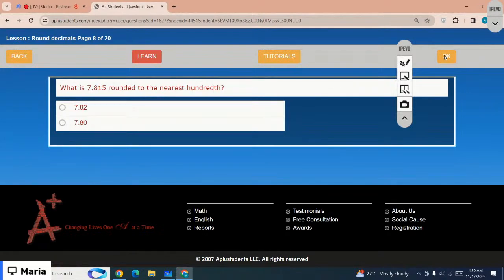Okay, what is 7.815 rounded to the nearest hundredth? So the hundredth digit is 1, right? Right after 1 you have 5. 5 is equal to 5. When equal you have to round up, so it would be rounded off to 7.82. You need to add 1 to the hundredth digit, so it would be 7.82.